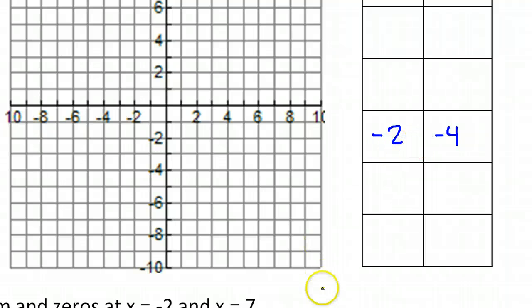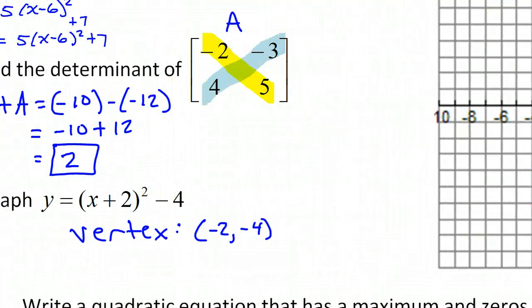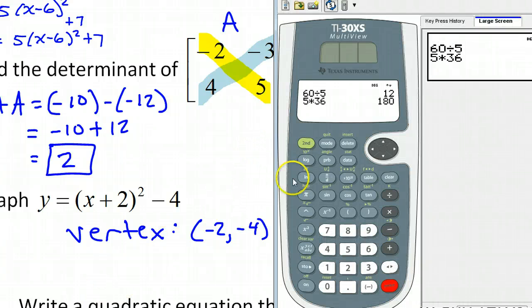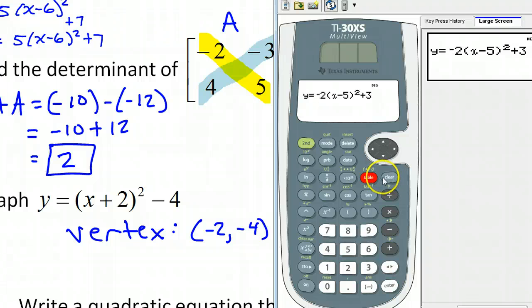Then I would use the calculator. Let's go to table and type this in. So we have x plus 2. Whoops. I am messing up. Better start over. X plus 2 squared minus 4. Alright, there we go.